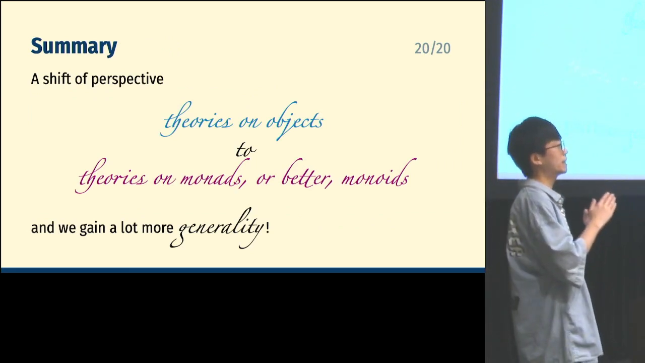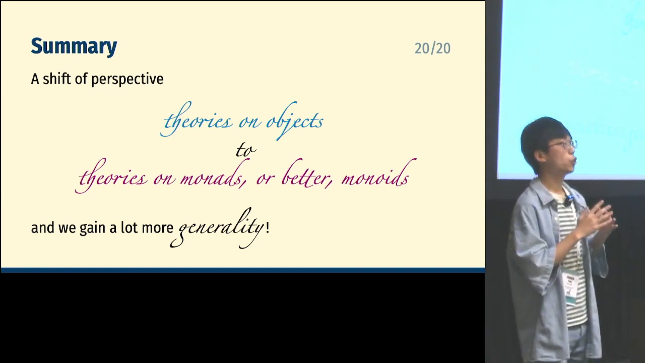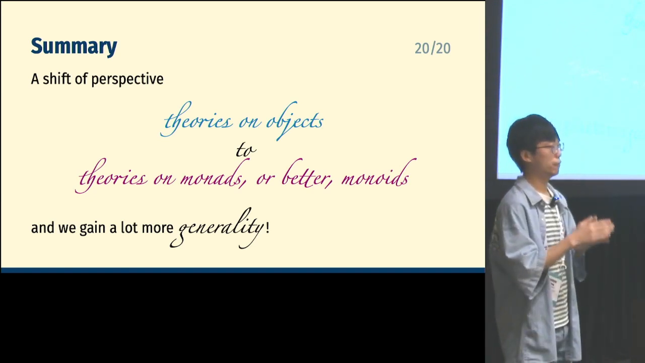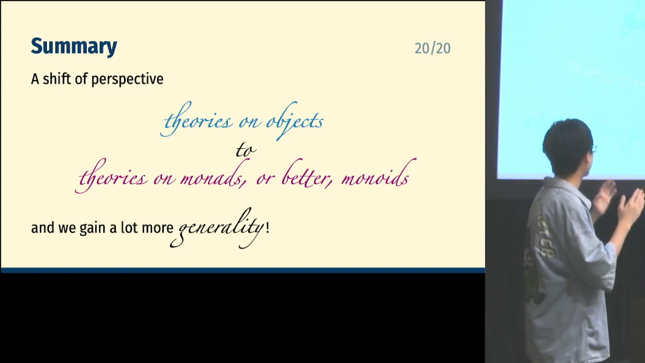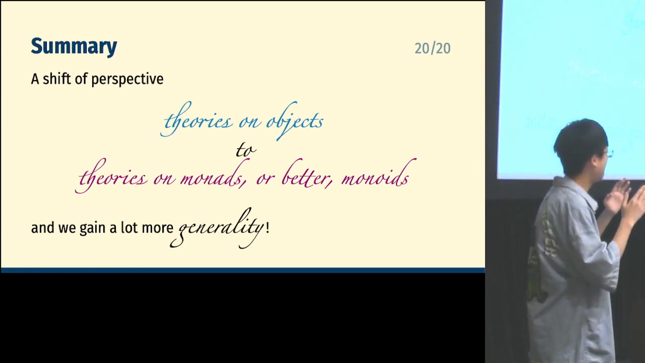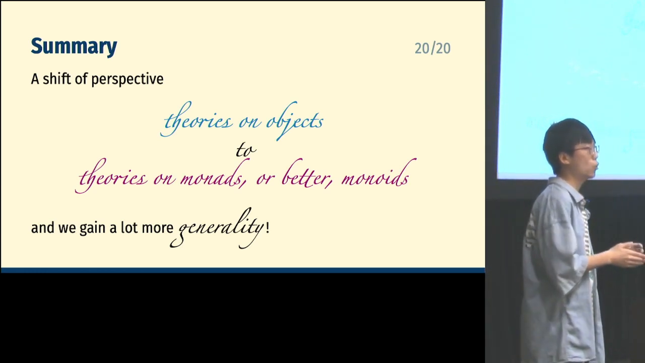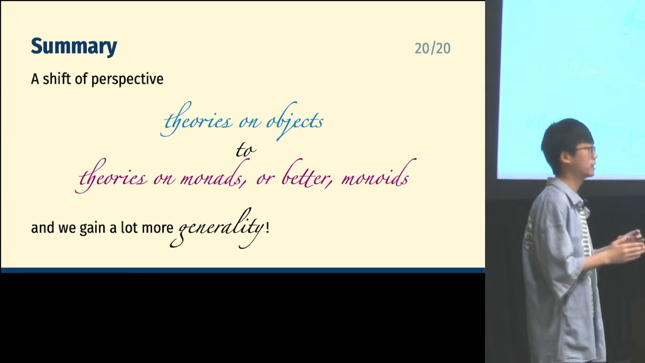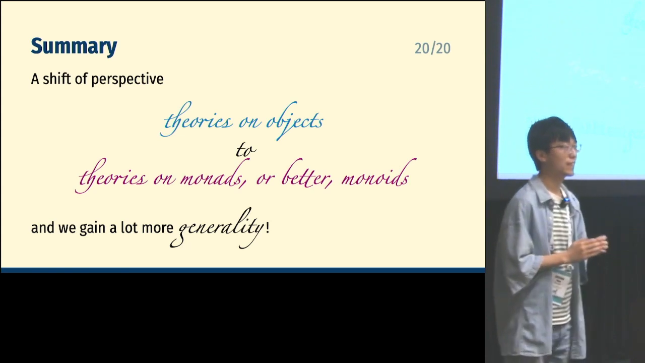So the take-home message of our work and my talk is that it is beneficial to do a shift of perspective when considering algebraic effects, from considering algebraic theories on objects or types to algebraic theories on monads, or more generally, monoids. And this shift of perspective gives us a lot more generality. Yeah, thank you.